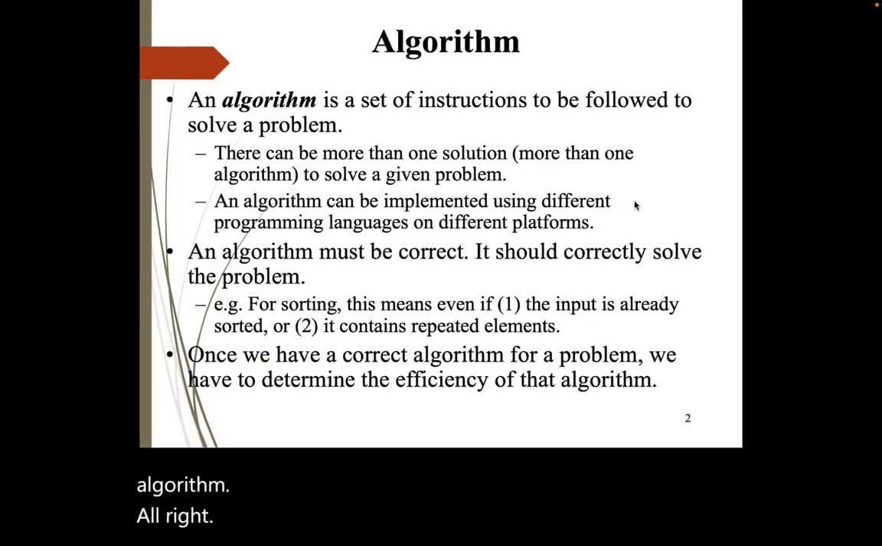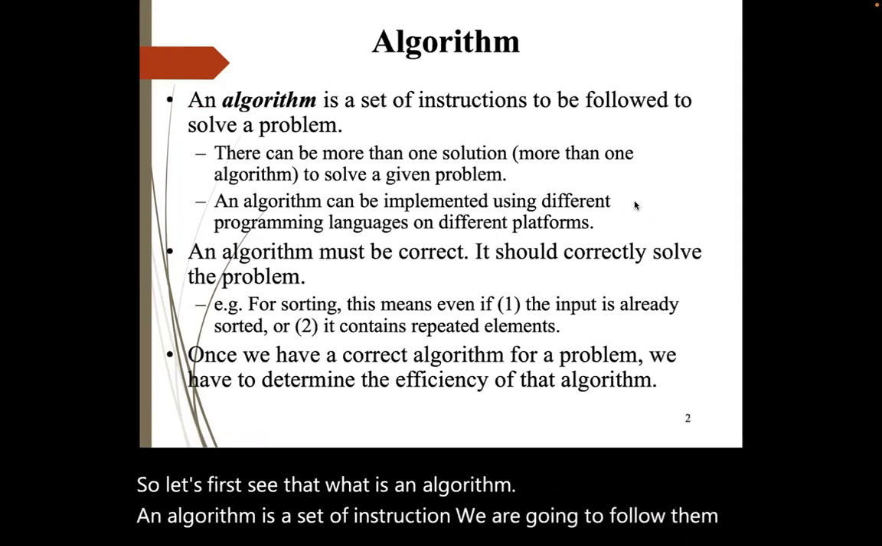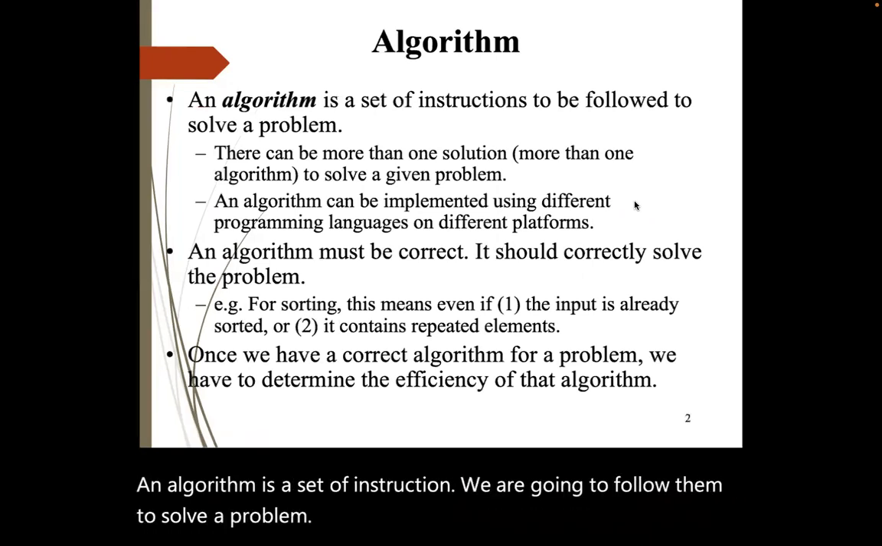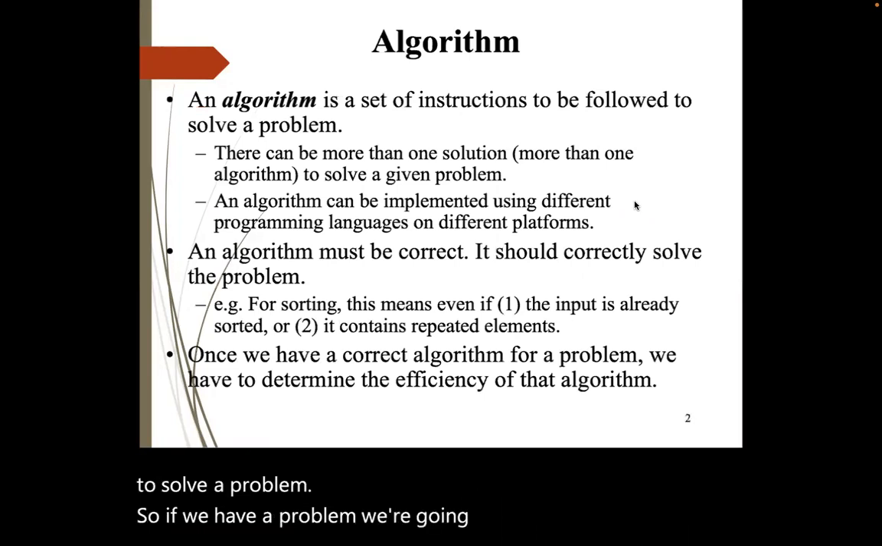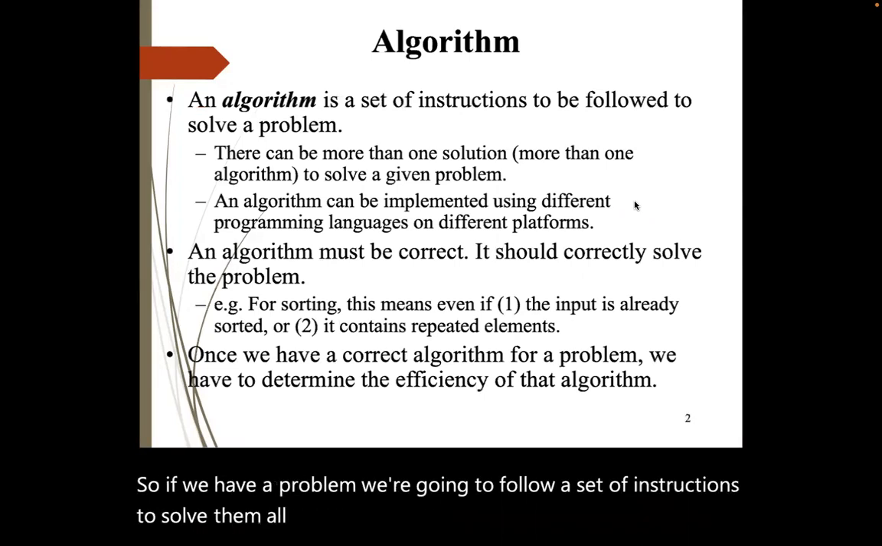So let's first see what an algorithm is. An algorithm is a set of instructions. We are going to follow them to solve a problem. So if we have a problem, we are going to follow a set of instructions to solve it. All right. So this is known as an algorithm.